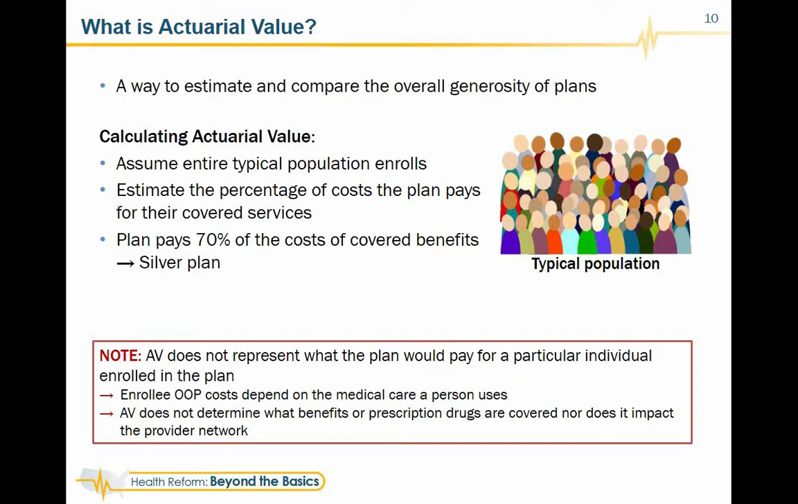You can see in the red box at the bottom, actuarial value does not represent what the plan will cover for a given individual. So it doesn't mean that a silver plan is going to cover 70% of your costs. That really depends on how much medical care you use and other factors. The actuarial value also doesn't determine what benefits or prescription drugs are covered under the plan, nor does it impact the provider network. So those are important elements of how generous a plan is for a given consumer, for example, that really aren't reflected in the actuarial value.